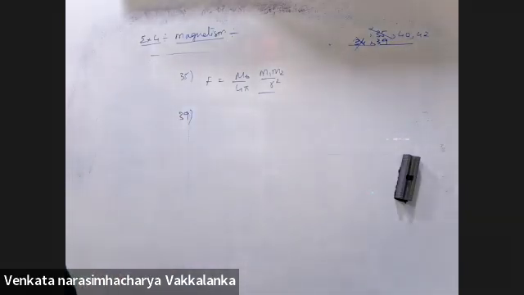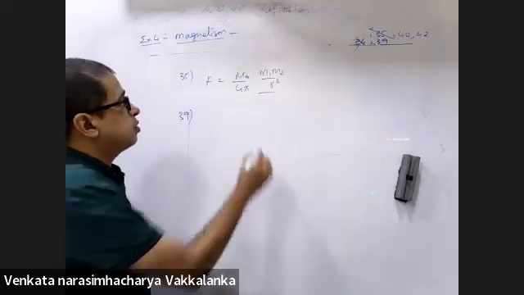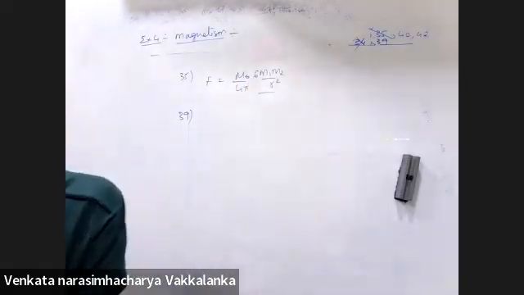39. Sir, 6 by 4. Pardon? It should be multiplied by 6, no? So 6. I forgot this. You are right.